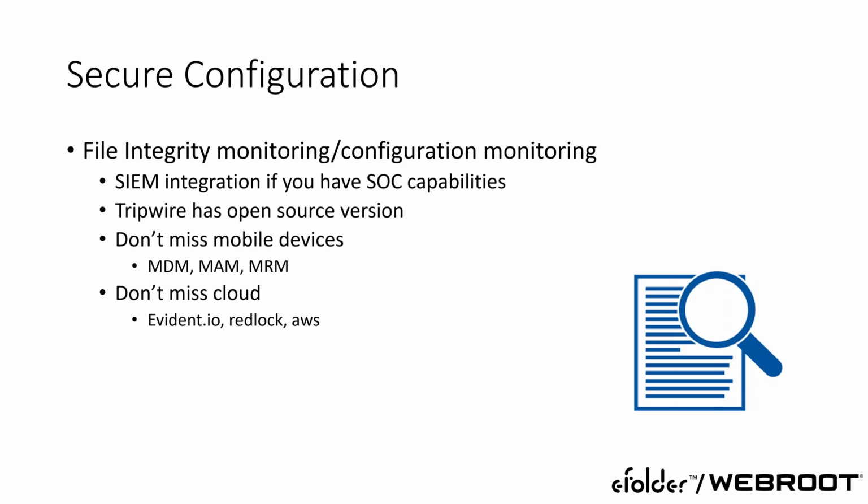Don't forget about your mobile devices. This is something that's overlooked a lot in security planning, and there's a ton of risk there. And then also don't forget about the clouds. So these are a few solutions that have some good secure configuration for AWS and Azure environments: Evident.io, RedLock. I think there's one called Dome9 or something like that. So there's some good products out there that can help with configuring those virtual endpoints.